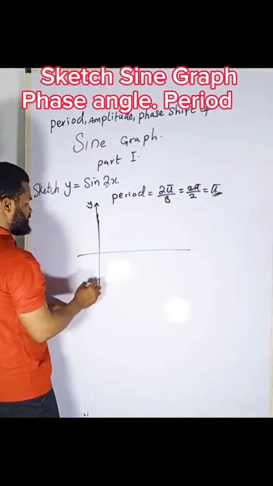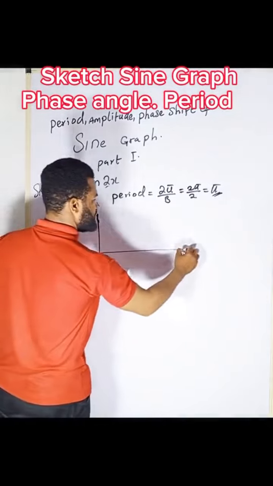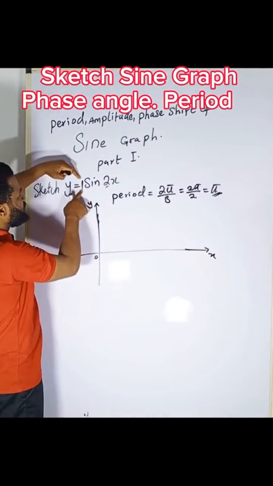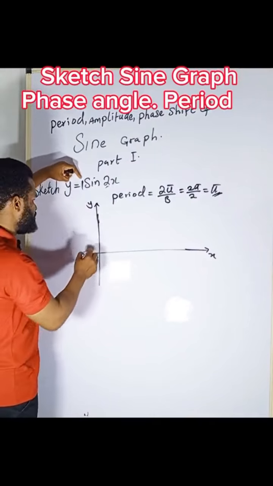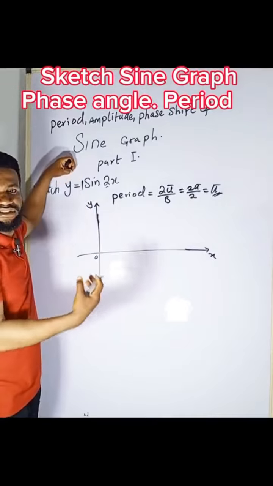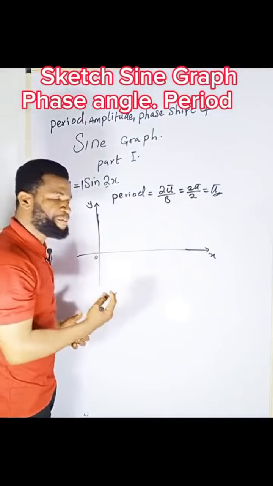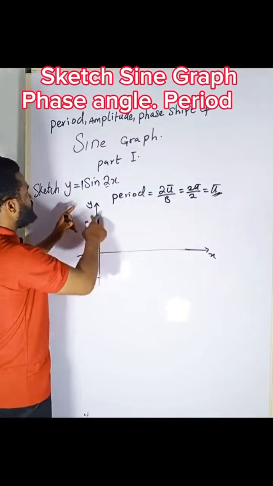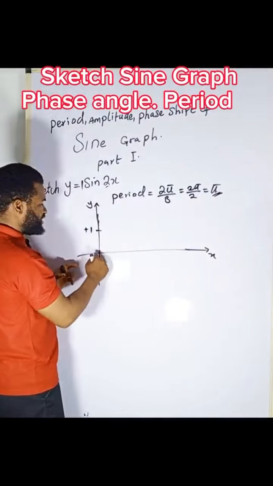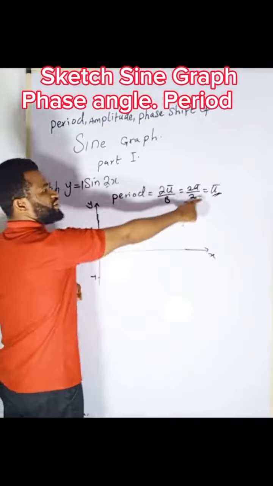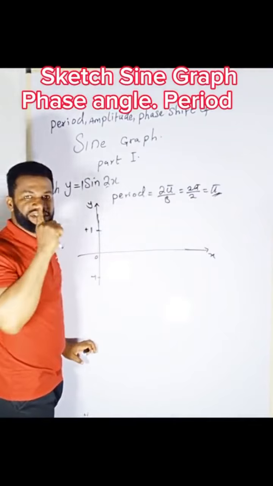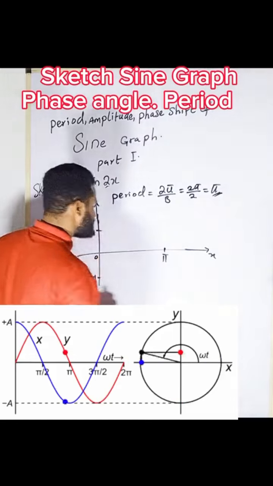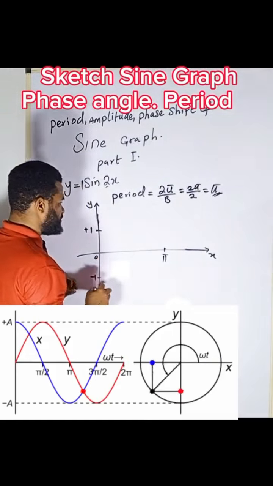This is my y-axis, and this is my origin, and this is the x-axis. Now, because the amplitude is the coefficient of the sine function, but since there is no number there, there is an invisible 1, so I'm going to call that place +1 and -1. So I have gotten my period to be pi. That means the graph is going to start somewhere and end at pi, which is when it completes an oscillation. So I'm putting this pi here. All right, so I am done.